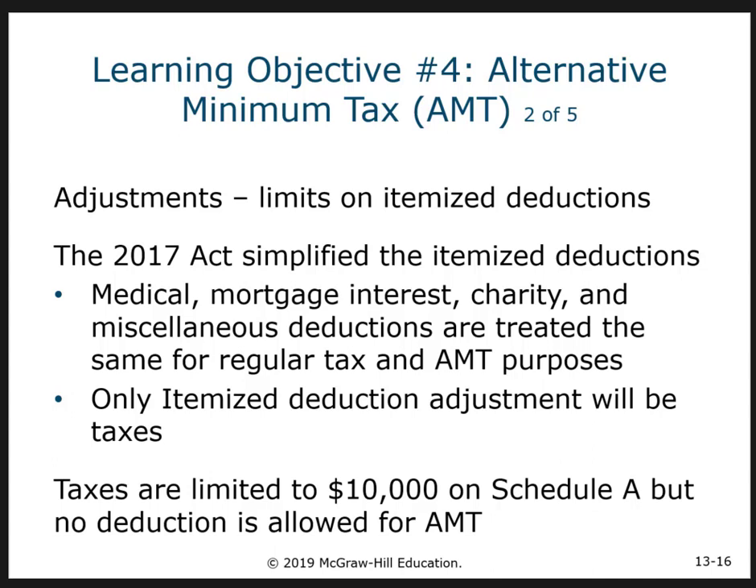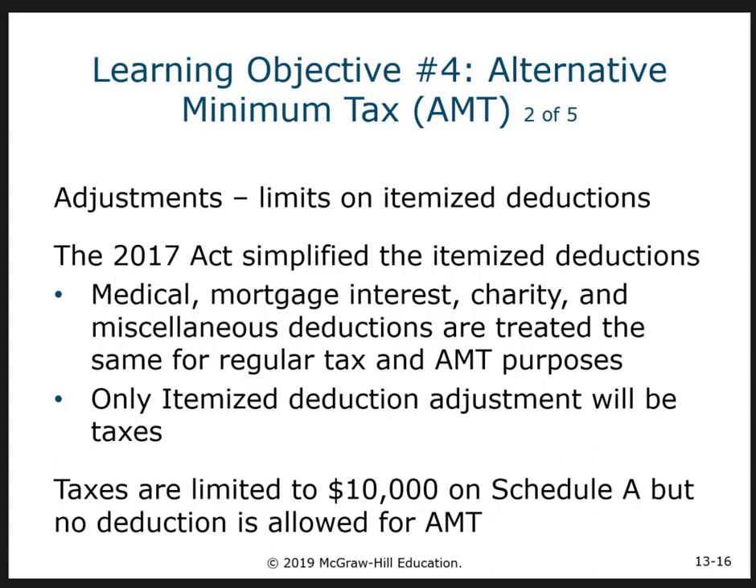Mortgage interest on a second loan had to be used for fixing up your house to be deductible under AMT, but not under regular. Now that's the case under regular, so regular and AMT are the same. So there have been changes to both the regular and the AMT, and what's happened over time is they've become more the same than different. So what really comes down to is how much the taxes are. State and local income taxes, property taxes, all of those local taxes are the ones that are limited to $10,000 that we learned about in Chapter 5. That is really the only adjustment.